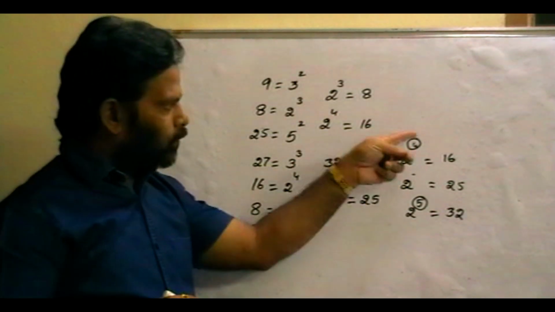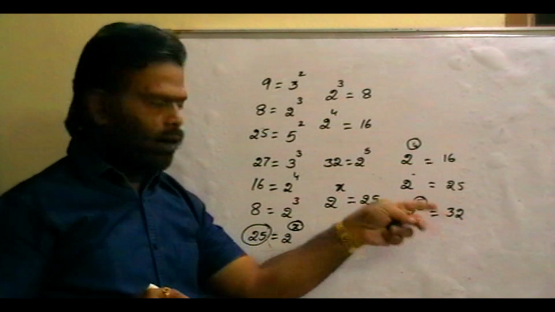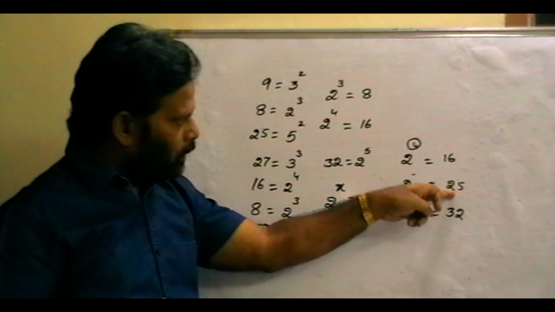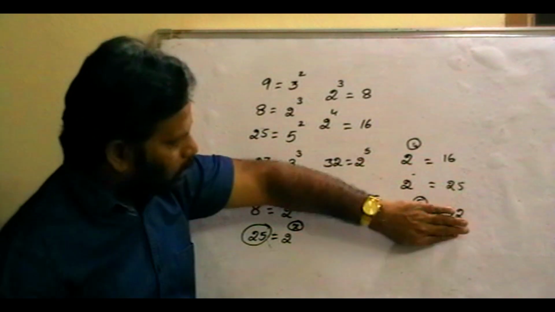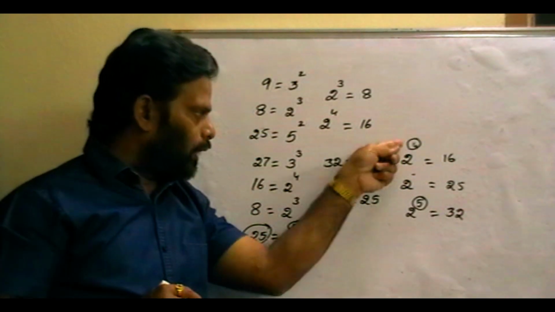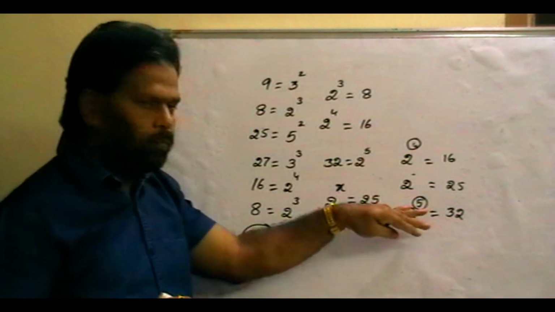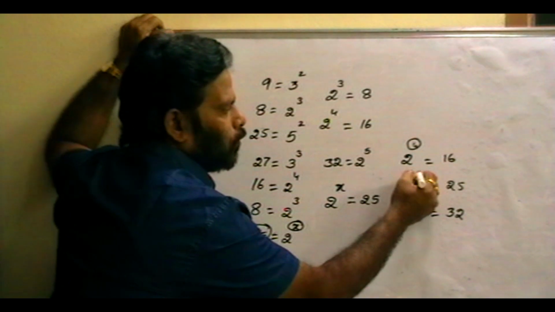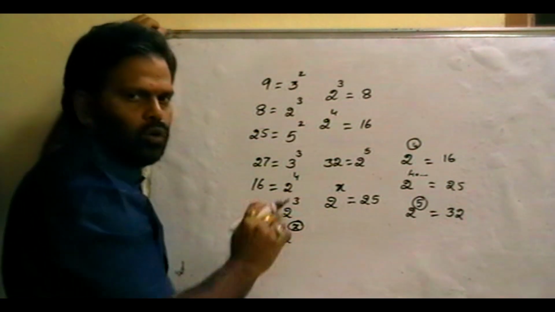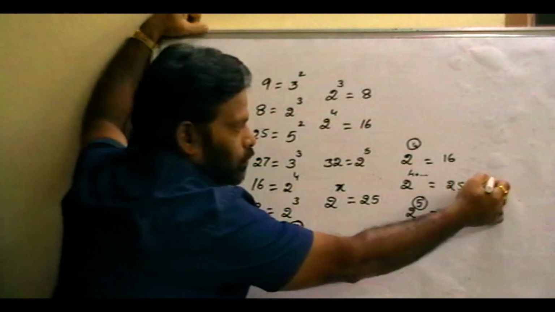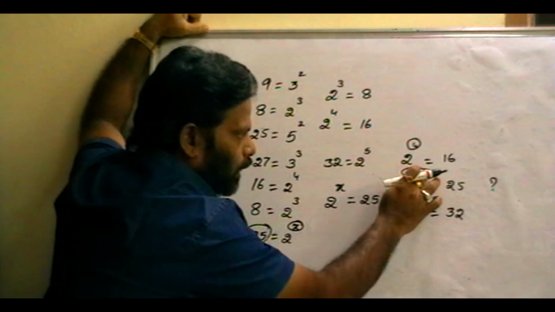2 to the power of 4 is 16, 2 power 5 is 32. Now what 2 power something will give 25? 25 is more than 16 and less than 32, so its value also lies between 4 and 5. More than 4 and less than 5, that means 4 point something. 2 to the power 4 point something will give 25. How do we get this one? How do we find the value of x?